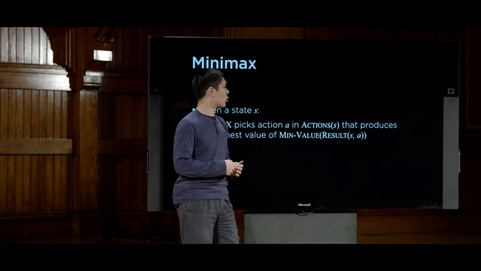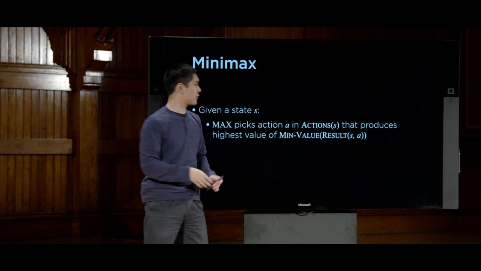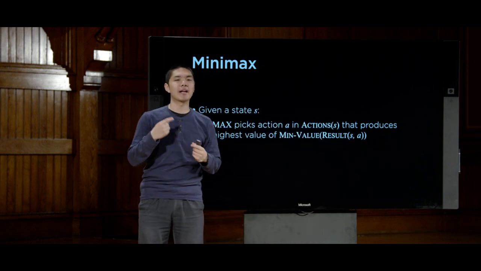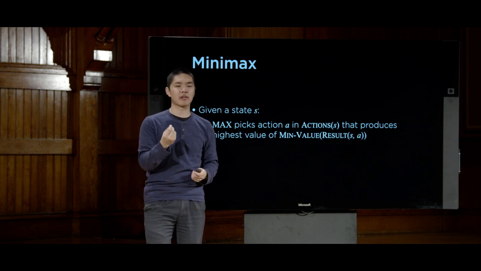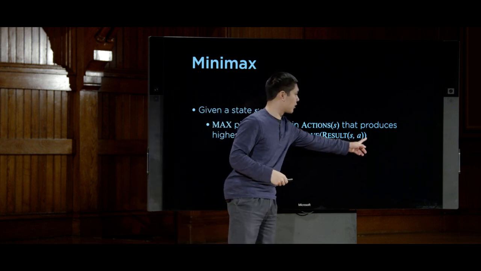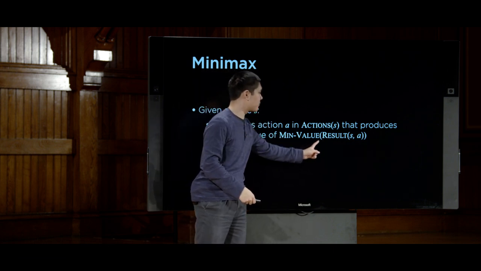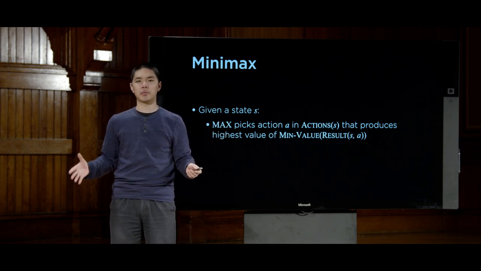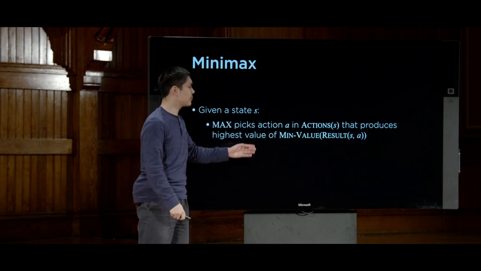So what does that mean? Well, it means that I want to make the option that gives me the highest score of all of the actions A. But what score is that going to have? To calculate that, I need to know what my opponent, the min player, is going to do if they try to minimize the value of the state that results. So we say, what state results after I take this action? And what happens when the min player tries to minimize the value of that state? I consider that for all of my possible options.